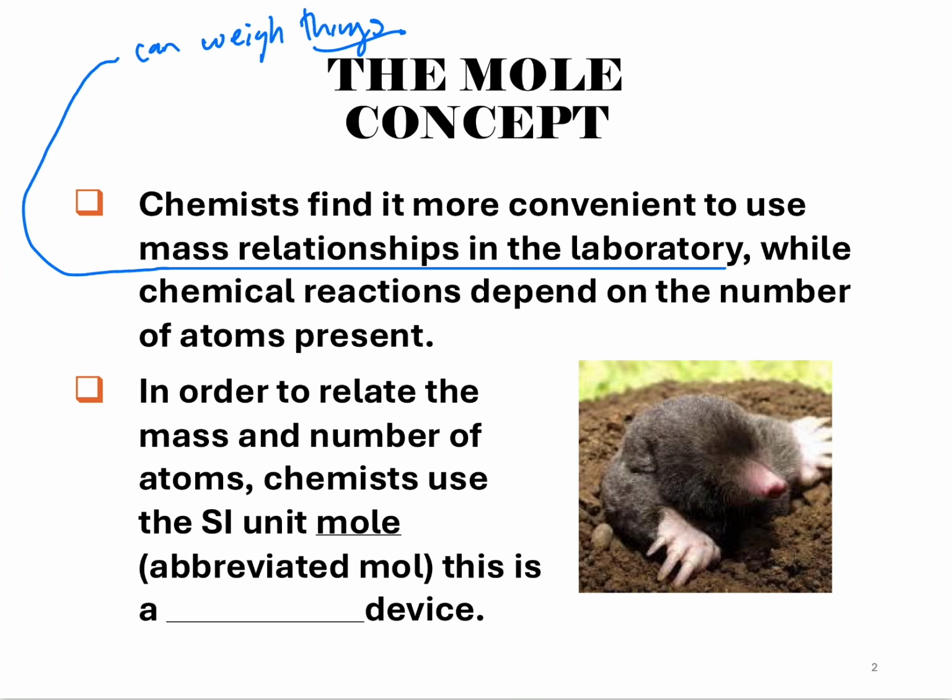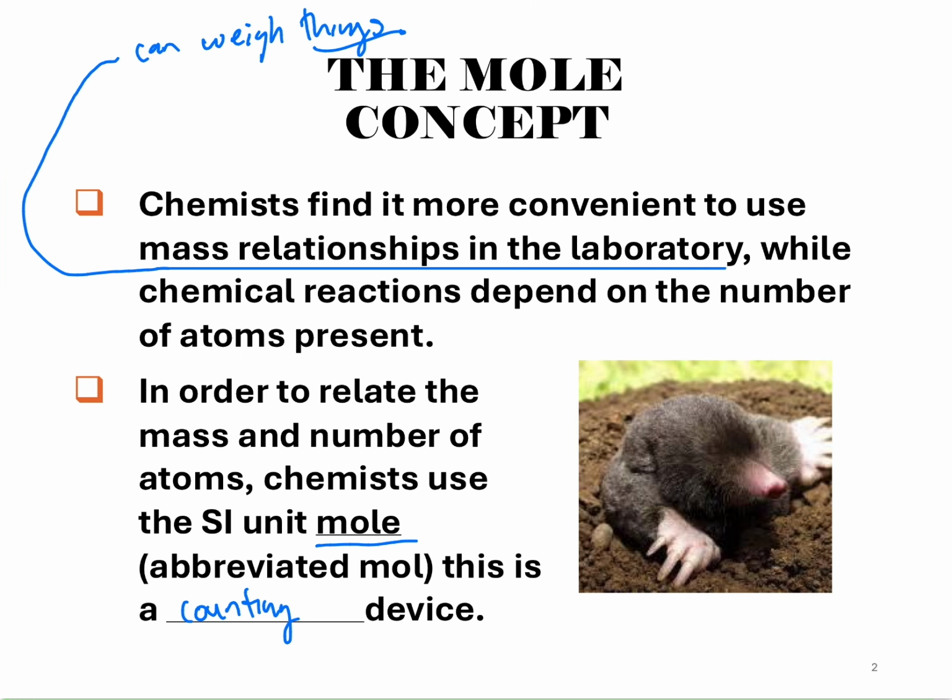And so in order to relate the mass and the number of atoms, chemists use an abbreviated unit called the mole, right? And really all the mole is, a lot of students tend to struggle with this, but it's really just what we call a counting device, right? And what does that mean? It just means it gives us another way to count certain things.